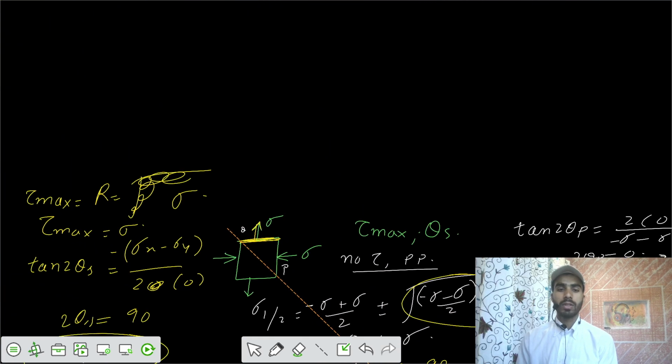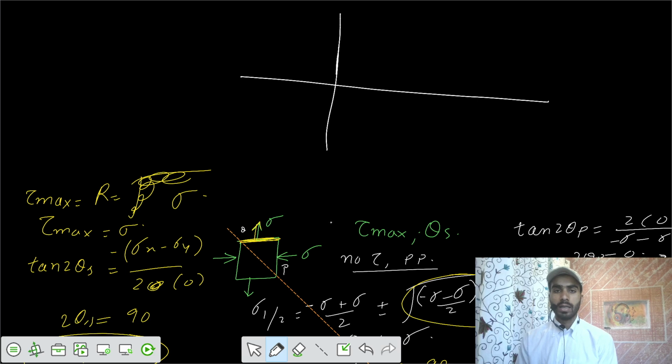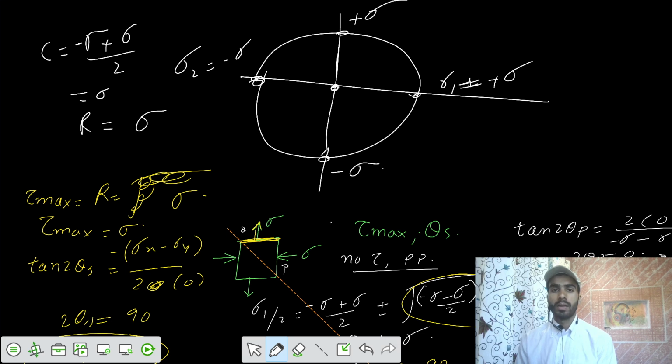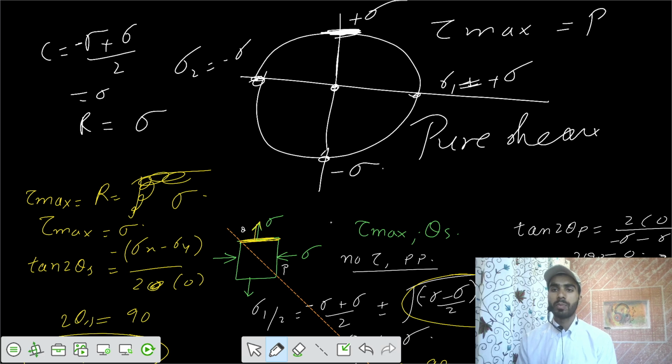So if you want to plot the Mohr circle for this one, the center equals sigma x plus sigma y by 2, that equals 0. And the radius we got as sigma. That means you draw a circle with radius sigma. So your sigma 2 equals minus sigma, sigma 1 equals plus sigma, and tau max equals plus sigma, and the next tau max equals minus sigma. So you got a pure shear case, and we got the tau max plane equals the pure shear plane.